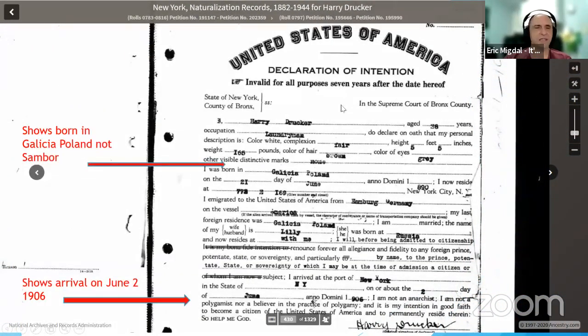So here's the declaration of intent for the same person. Here he states that he was born in Galatia, and these documents were not done at the same time. So he might have been confused about his location of where he was born, or he gave a different location. Always research that. Here it states that he arrived on June 2nd, 1906, not June 4th. Again, I know it's the same person. It has the grandmother, my grandmother, Lily, and it has all the same information. 21st of June, 1890, and that where he was born.